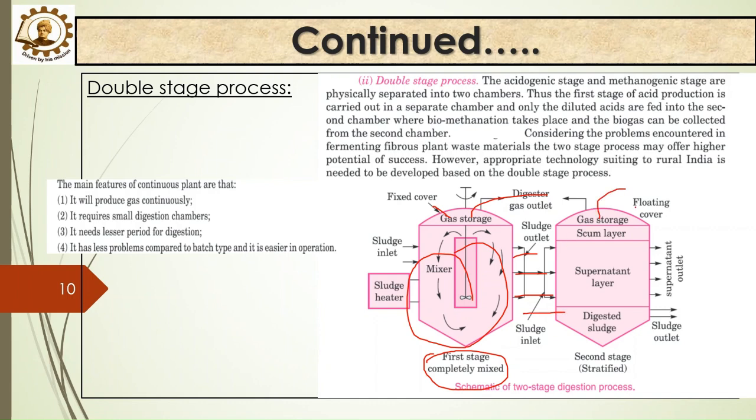Then we have the gas storage, the floating cover, and the scum layer. The supernatant outlet is going out, and the sludge outlet is going out. We have the supernatant layer and the digested sludge, and the second stage is known as the stratified stage.